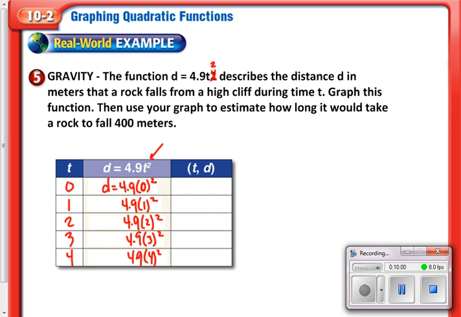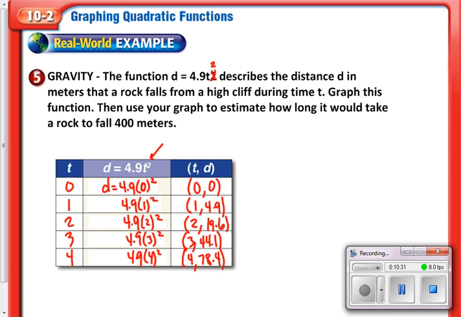Take care of your exponent first. So 0 squared is 0. 0 times 4.9 is going to give us 0. Here's the ordered pair: at 0 seconds, the distance dropped is going to be 0. At 1 second, it is going to be 4.9 meters. At 2 seconds, it will be 19.6 meters fallen. So fill in the rest of the table.